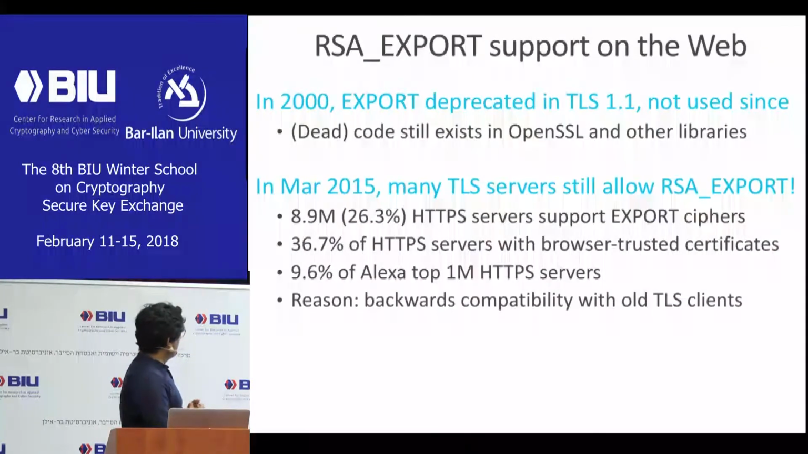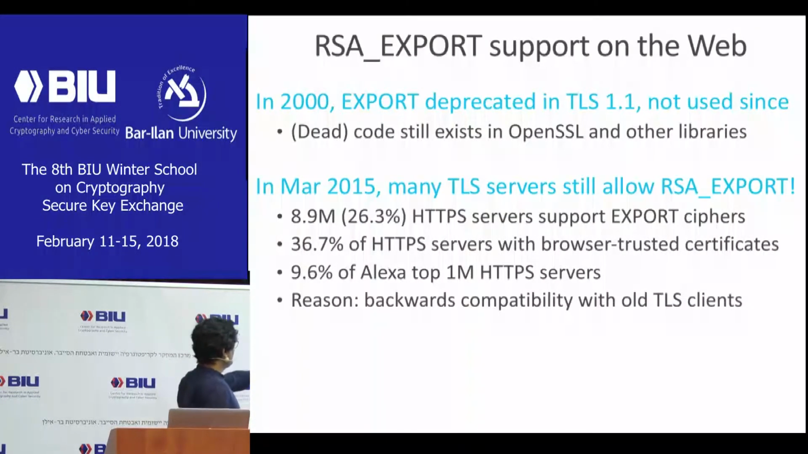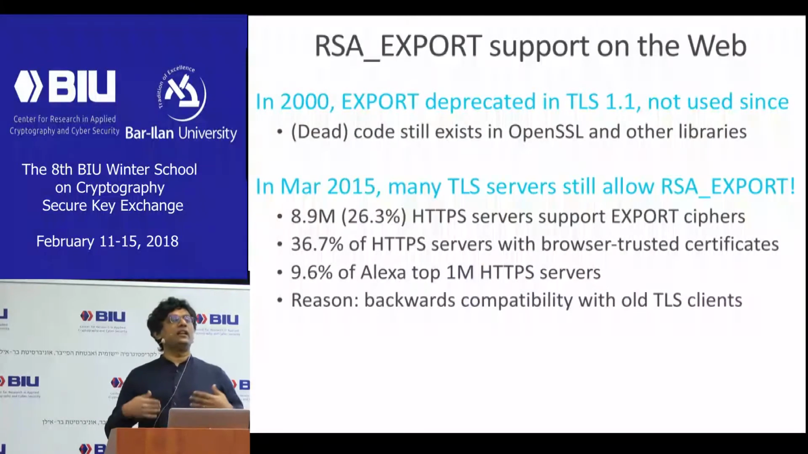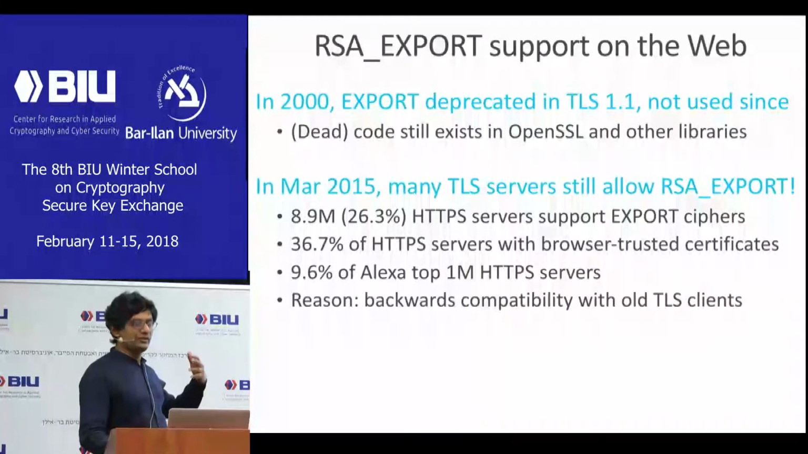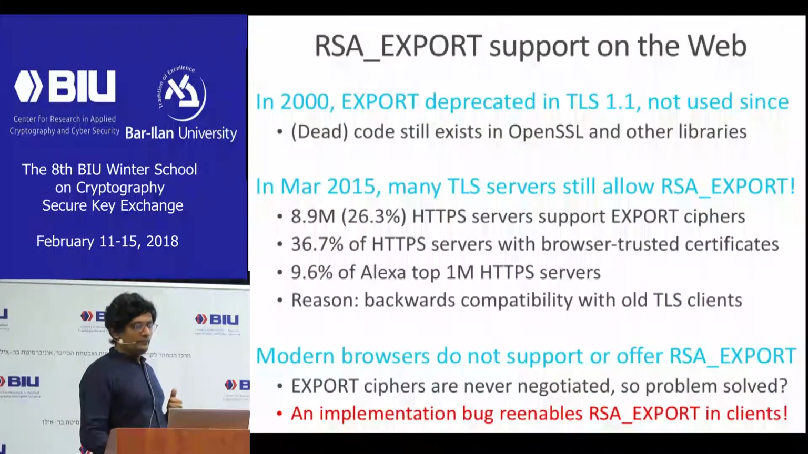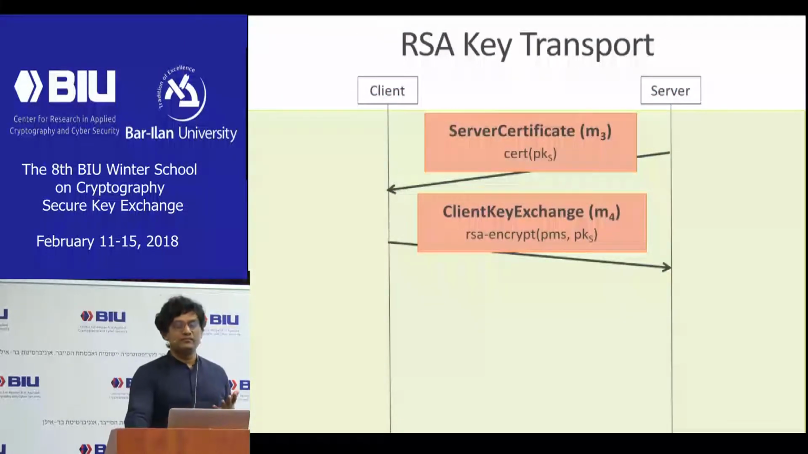And in 2015, when we did an analysis, about 26% of the internet still allowed you to connect with an export cipher suite if you want. They will never choose it, but they will allow you to connect with export cipher suites, including about 10% of the top million servers. Again, this is backwards compatibility, old features which refuse to die, right? And modern browsers, of course, will never ask for RSA export. So this should be roughly okay, right?